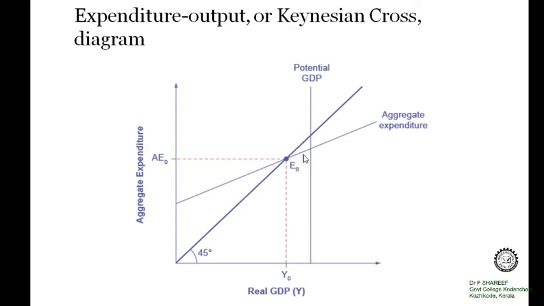Since it is below the level of potential GDP, it is a case of underemployment equilibrium position. According to Keynes, the equilibrium can be at the full employment level, below the full employment level, or above the full employment equilibrium level. The general case is the underemployment equilibrium according to Keynes.